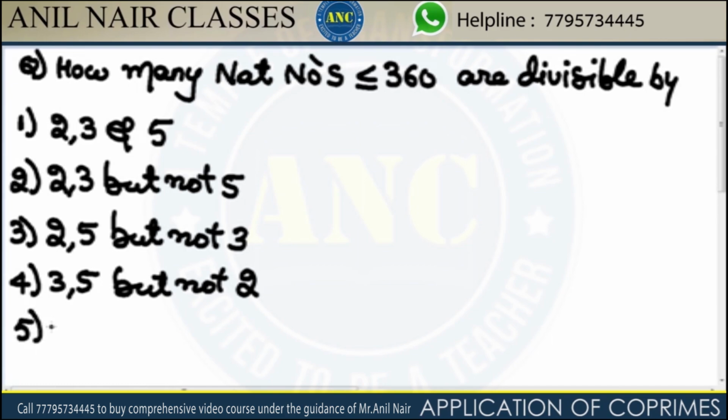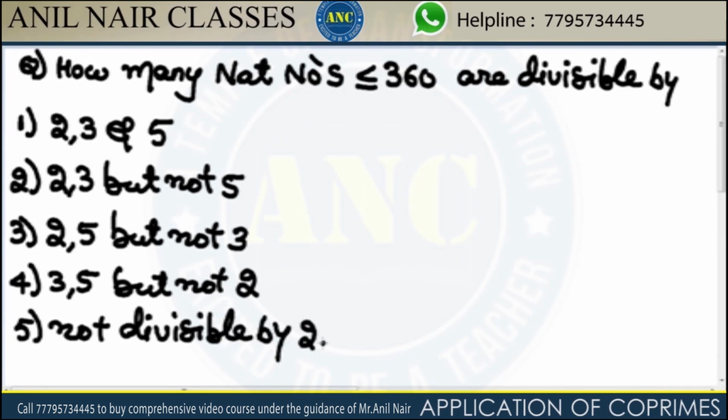Fifth question, not divisible by 2, 3, 5. Listen carefully to every problem, that will give you a lot of idea. How many natural numbers less than or equivalent to 360 are divisible by 2, 3 and 5; 2, 3 but not 5; 2, 5 but not 3; 3, 5 but not 2; not divisible by 2, 3, 5.